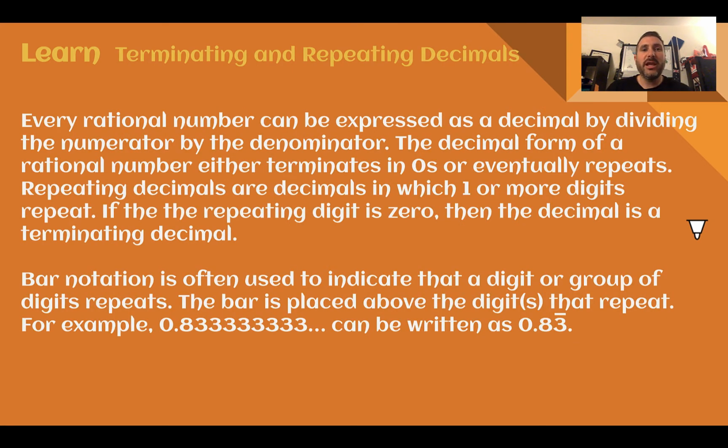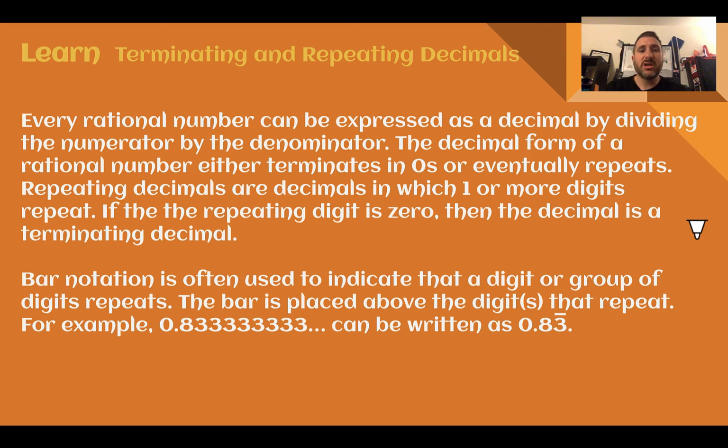Let's learn. Terminating and repeating decimals. Every rational number, so all those that we just saw, can be expressed as a decimal by dividing the numerator by the denominator. The decimal form of a rational number either terminates in zeros or eventually repeats with a different number. Repeating decimals are decimals in which one or more digits repeat. They make a pattern. If the repeating digit is 0, then we say that the decimal is a terminating decimal. If it's something other than 0, then we're going to say that it's a repeating decimal.